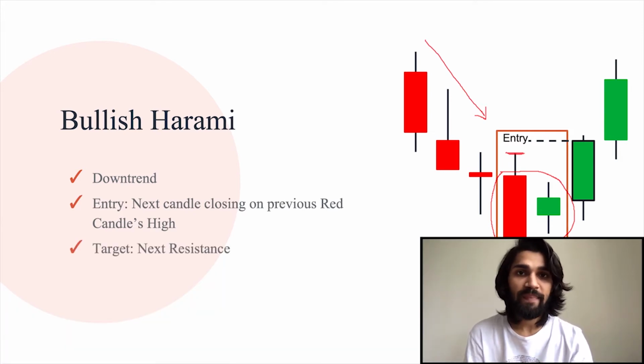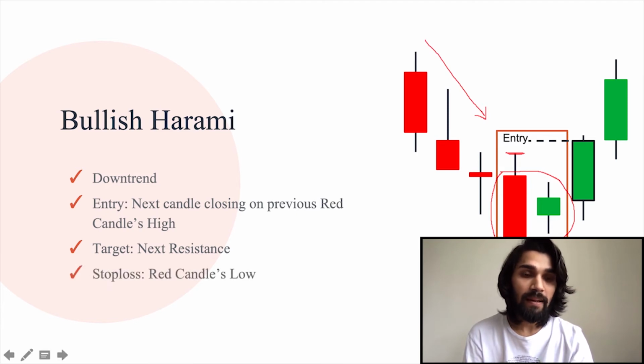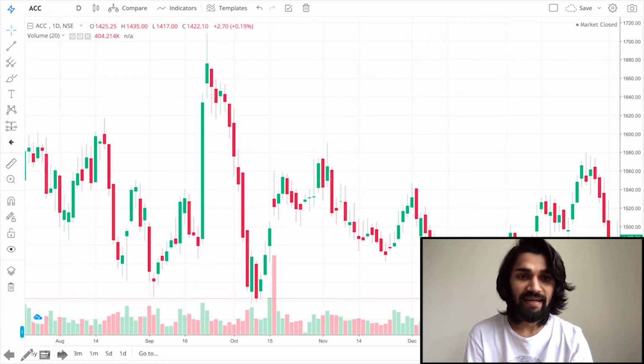Your target would be the first or the next resistance in the next 10 to 15 candles. Your stop loss would be the low of the red candle, that is right here.